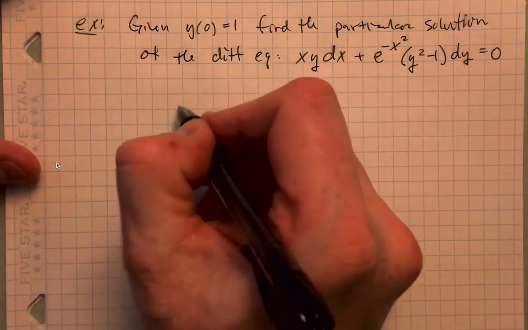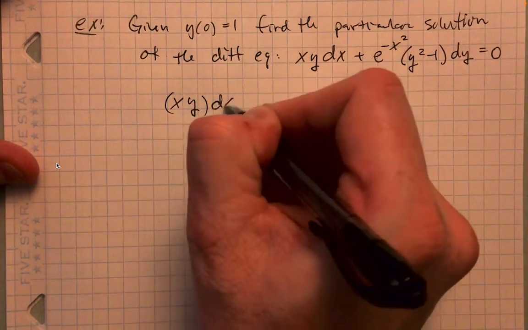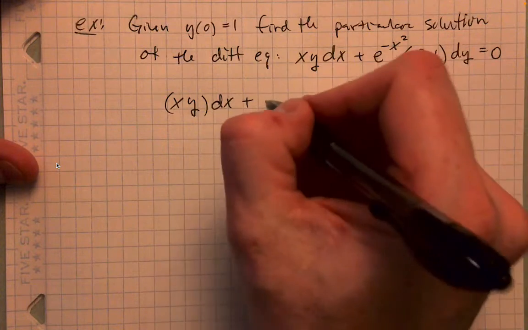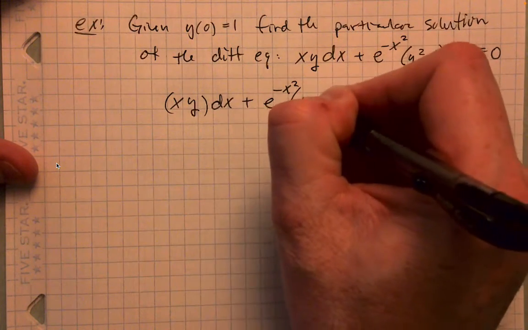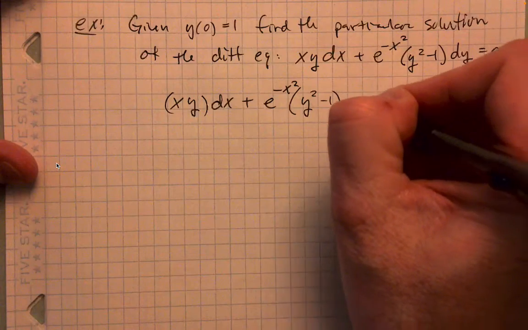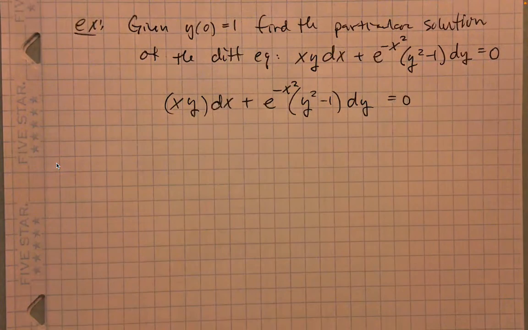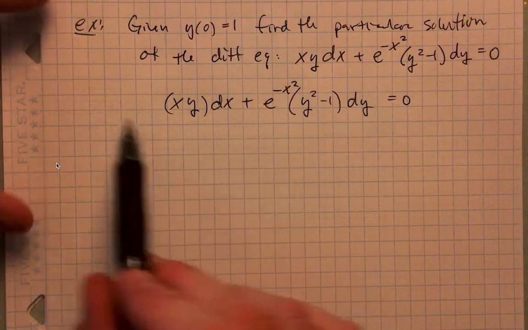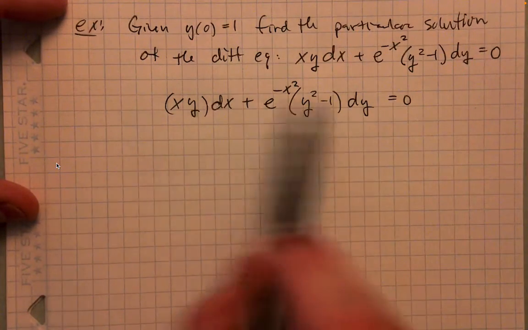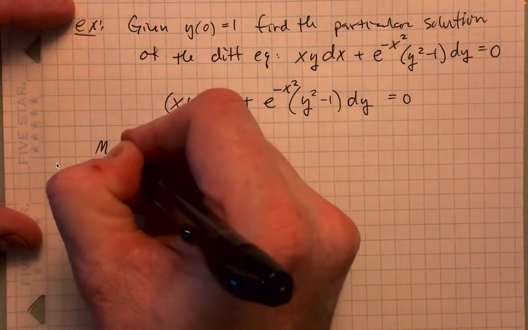So let's write it down here. x times y times dx plus e to the negative x squared times the quantity y squared minus 1 times dy equals 0. This one is definitely not in the M of x plus N of y times y prime equals 0 format to start with. But let's see if we can maneuver it into that form. The first thing we're going to do is multiply both sides by e to the x squared.